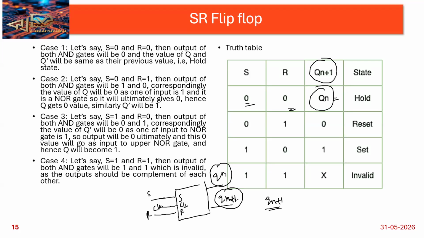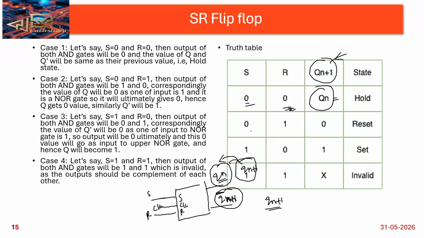So this is the Qn bar, and this is the Qn output. The next state is Qn plus 1, and that next state output is nothing but whatever the Qn is, it will be holding that. That is the SR flip flop holding condition. Whatever the Qn is, that will be held for the next state output Qn plus 1. During that, S and R will be 0 0.